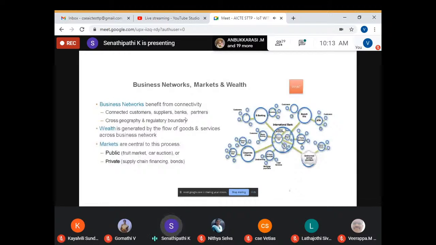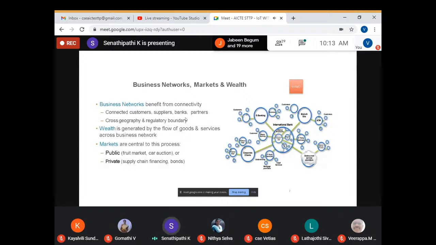So business networks. Generally, business networks achieve benefits through network connectivity, through connected customers, suppliers, banks, and partners, right? So wealth is generated by the flow of goods and services, and the market is a central place to this process. A market can be a public market or a private market. So these are some of the terminologies used in blockchain technology.